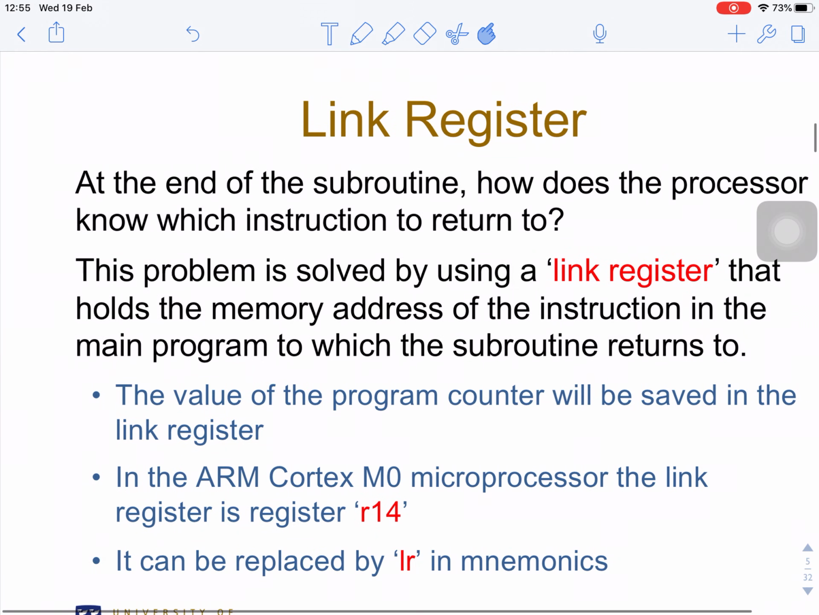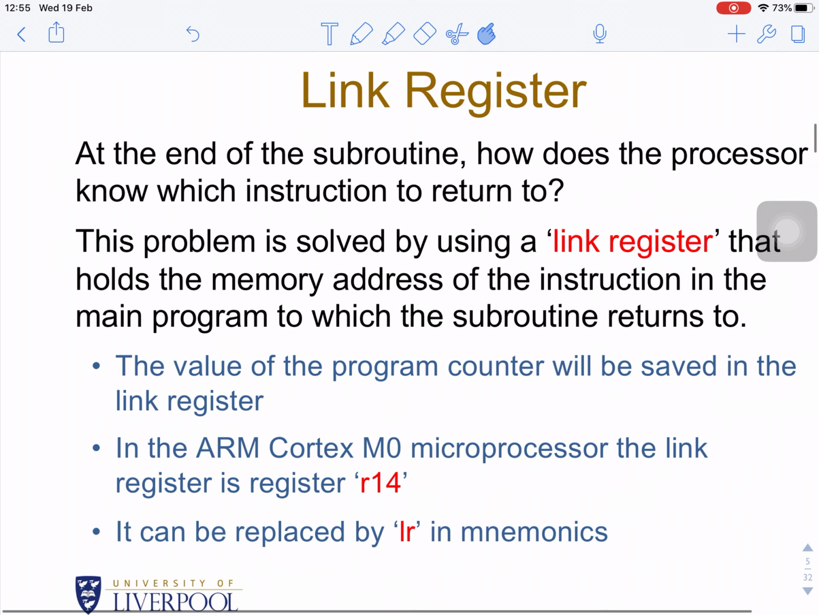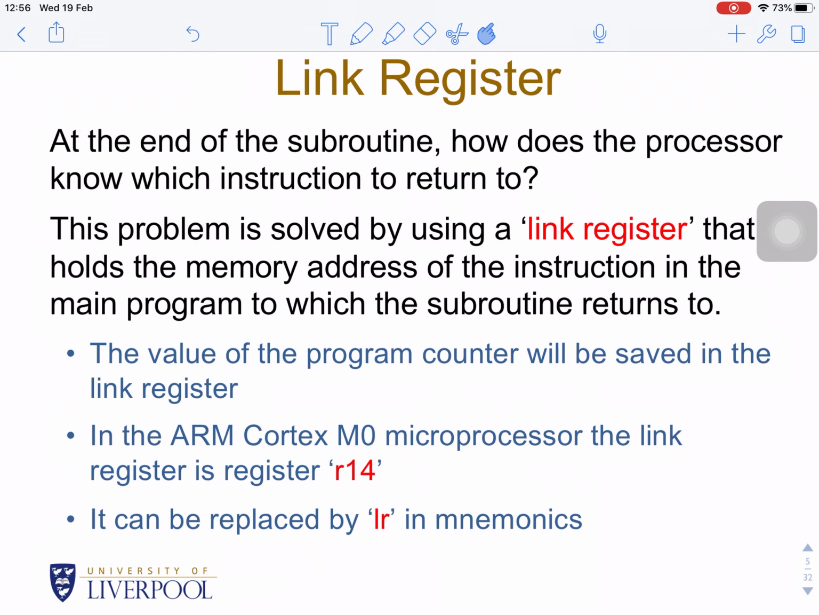So let's talk about the link register. At the end of each subroutine, how does the processor know which instruction to return to? The processor uses the link register, which holds the memory address of the instruction in the main program that the subroutine returns to. The value of the program counter will be saved in this register. In the ARM Cortex-M0 microprocessor, the link register is R14. That is very important: the ARM Cortex-M0 uses the register R14, which can be replaced by LR in the mnemonics.